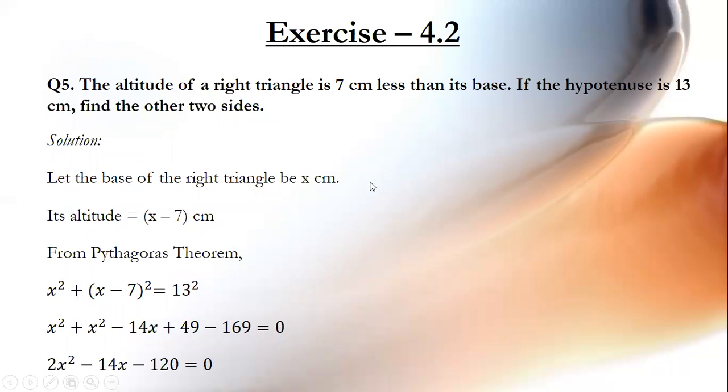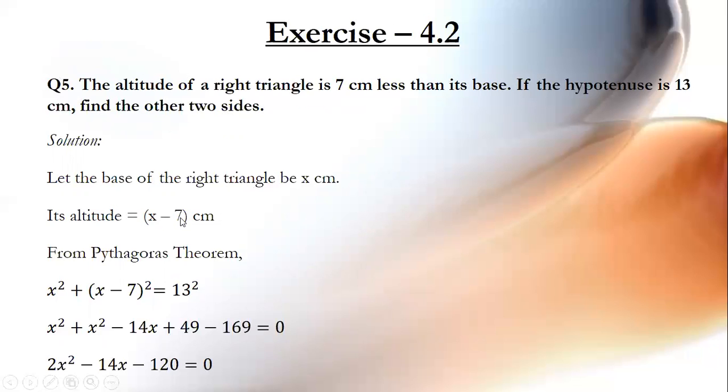Now, moving on to the fifth question of exercise 4.2. The altitude of a right triangle is 7 centimeter less than its base. If the hypotenuse is 13 centimeter, find the other two sides. So altitude, that is the perpendicular line of the right triangle, is 7 centimeter less than its base. So we will consider the base to be x. Then altitude is 7 less than the base.